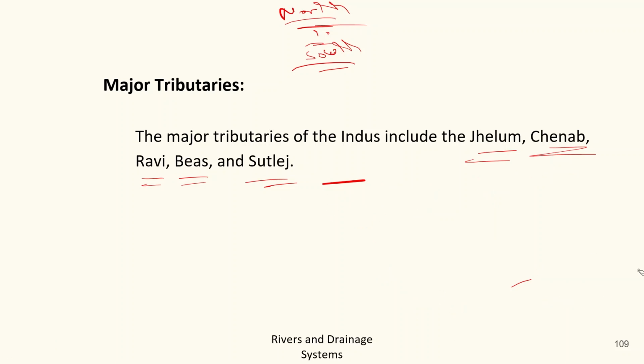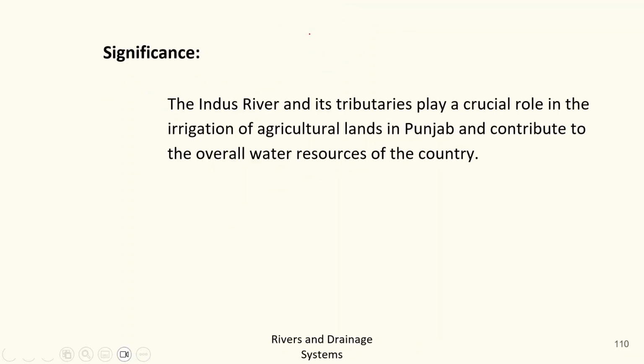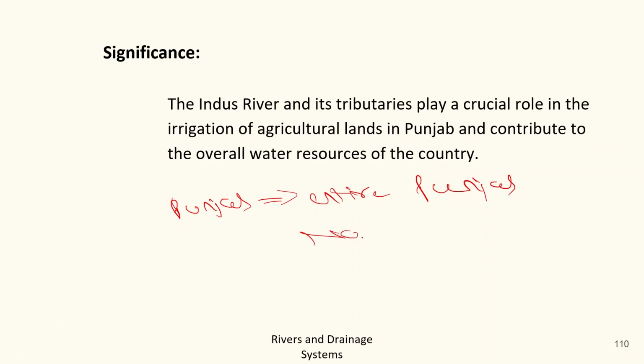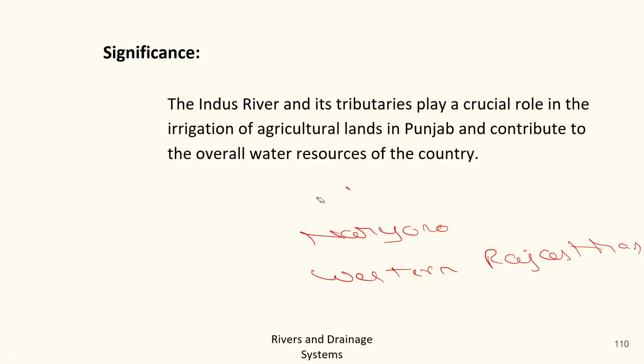Okay, so let's come to the next part. Significance. Indus rivers and its tributaries play a crucial role in the irrigation of agricultural lands in Punjab and contribute to the overall water resources of the country. Nearly the entire Punjab basically, some parts of Haryana, and western Rajasthan got benefited by the Indus River. Okay.